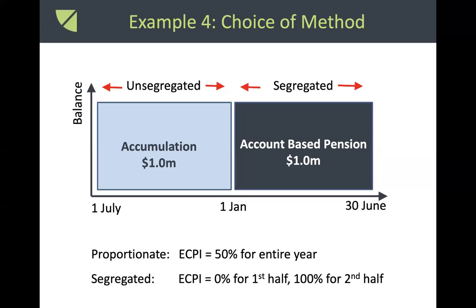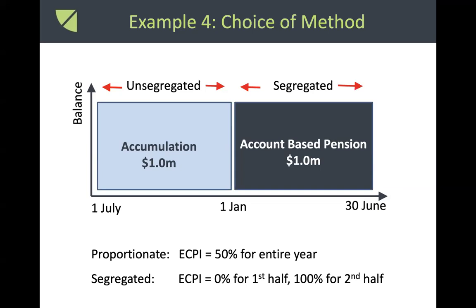And I call it the segregated method. It's really a hybrid of the segregated and the proportionate method. So you're using the proportionate method for the first half of the year. And the ECPI in that half is 0. That's what you'll see on your actuarial certificate. And you wouldn't need an actuarial certificate in this case because the actuarial certificate only applies to the unsegregated period. And during that period, there's no ECPI. So you don't need to spend $100 plus GST paying Lime Actuarial for an actuarial certificate that shows 0. You're better off just not getting an actuarial certificate in the first place.